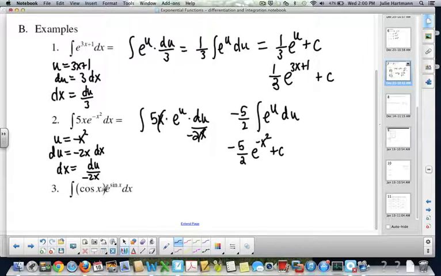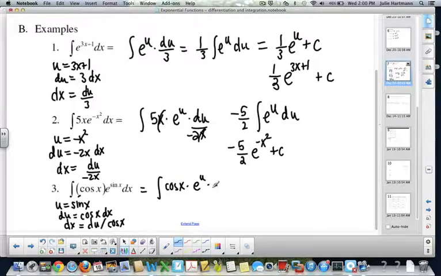All right, finally, number 3, cosine of x times e to the sine x. Again, if you let u equal sine x, the derivative is cosine of x, that's part of it. So u equals sine of x, du is cosine of x dx, so dx is du over cosine of x. So cosine of x times e to the u times du over cosine of x, those cancel. The integral of e to the u is e to the u. So you have e to the sine of x plus c.